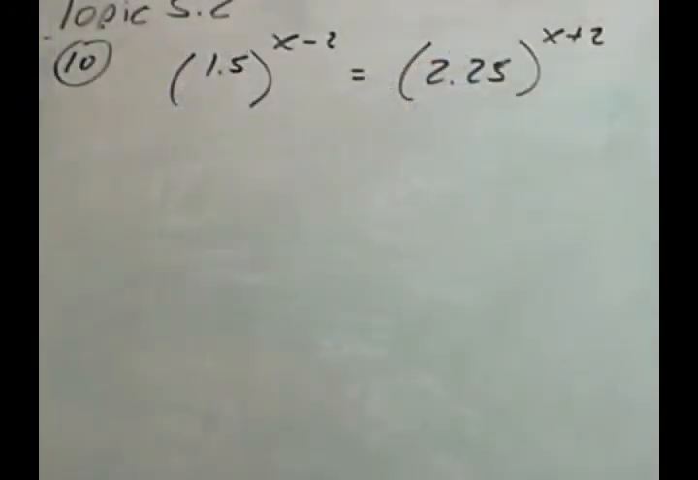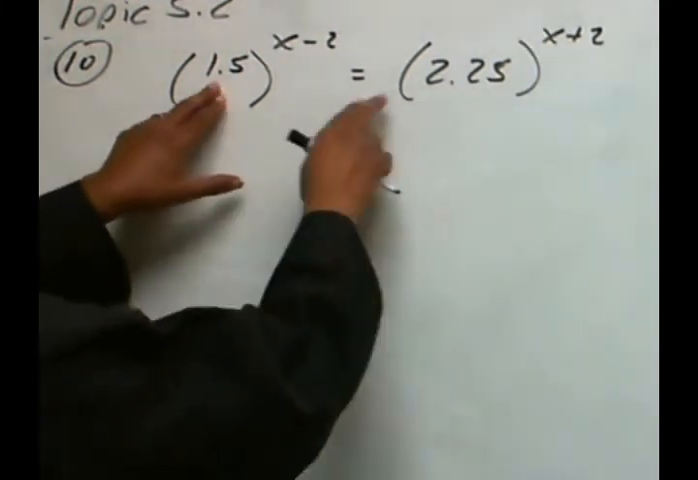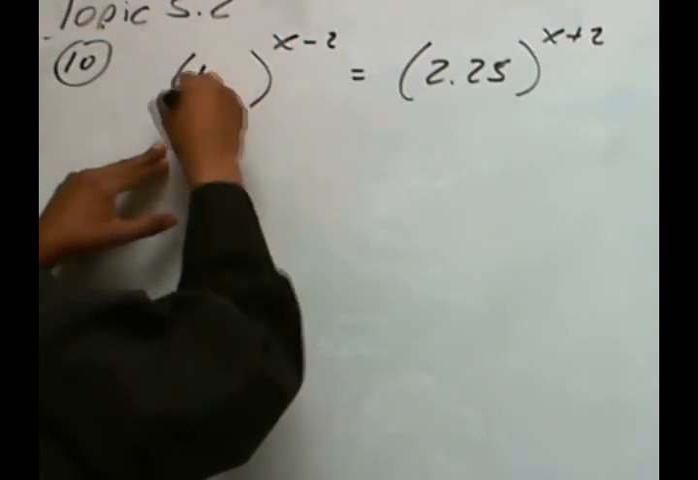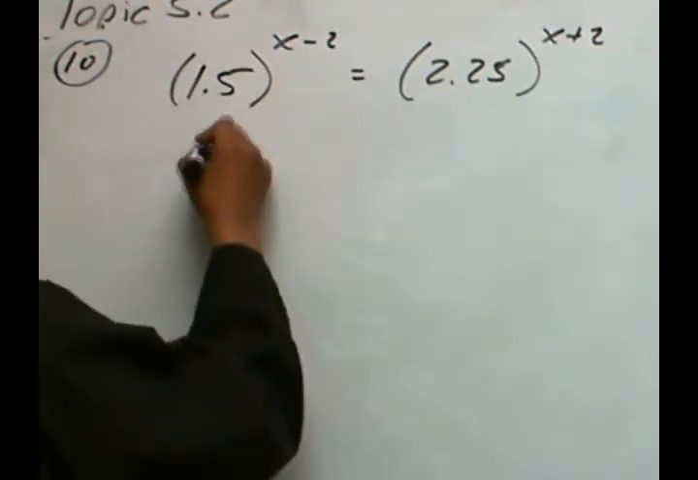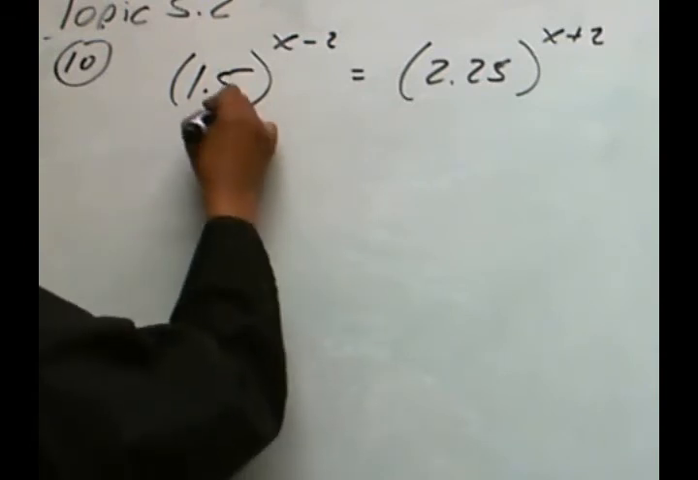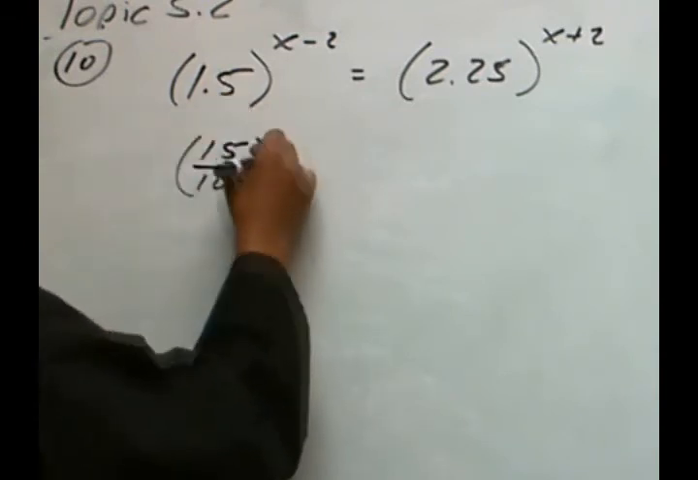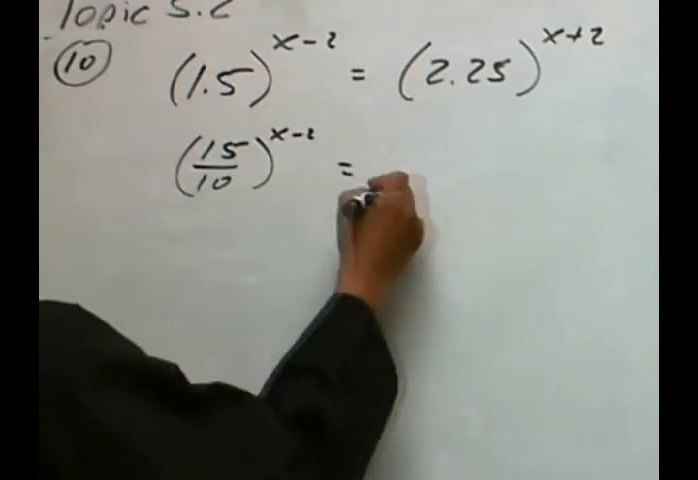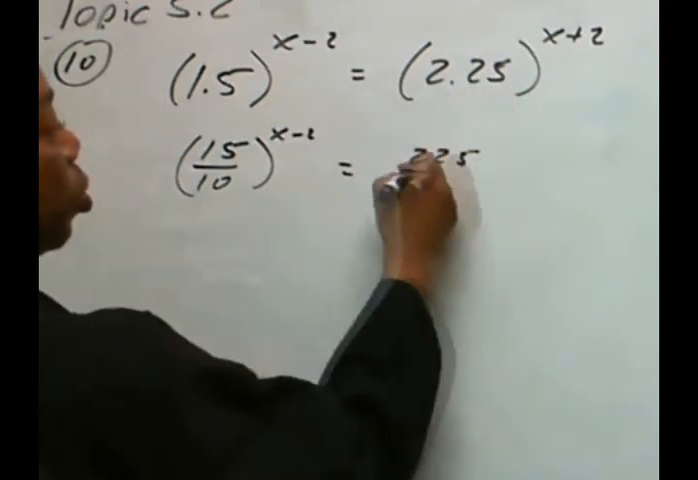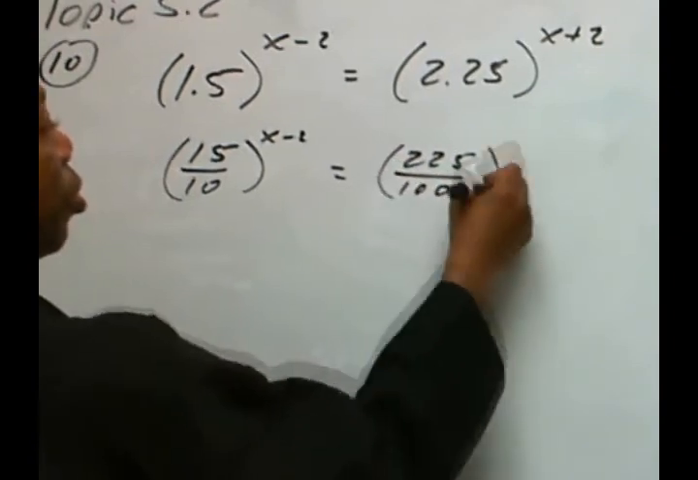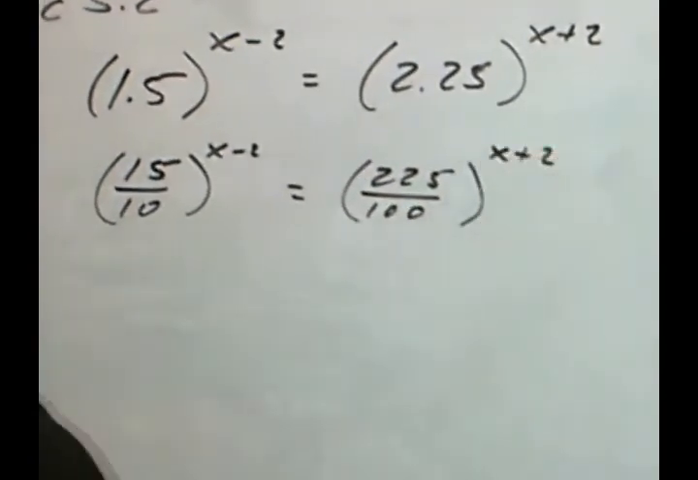Number 10. We want to see if we can get common bases here. So let's start off with the base. That's 1.5. Okay, so I'm going to convert these into fractions. So this will be 15, and it's one place over, so that's over 10 to the x minus 2. This will be 225, and this is 2 places, so this will be over 100 to the x plus 2 power.